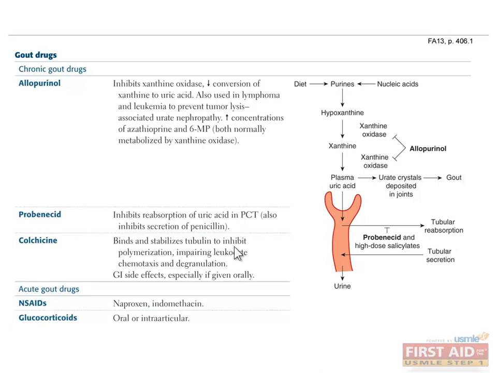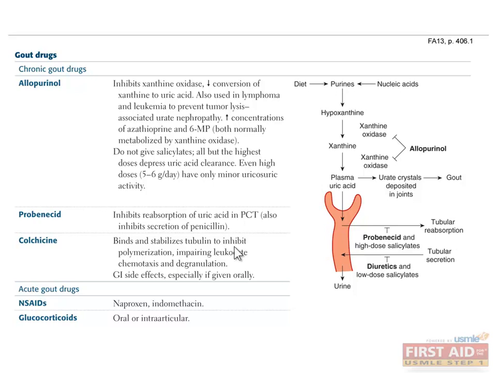NSAIDs and glucocorticoids are commonly used to treat acute flare-ups. This is due to their effectiveness in quickly reducing the painful inflammation associated with gout. There's been some thought that salicylates like aspirin might improve uric acid excretion, but in fact this only occurs at really high doses and is still only a really small effect. At more common doses, salicylates actually serve to increase uric acid retention.